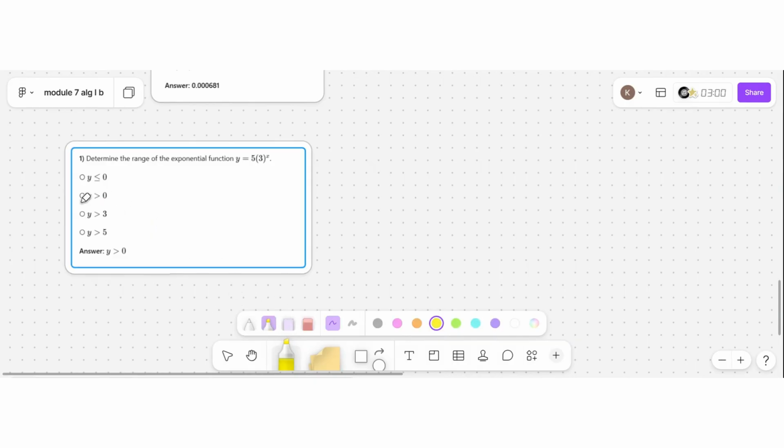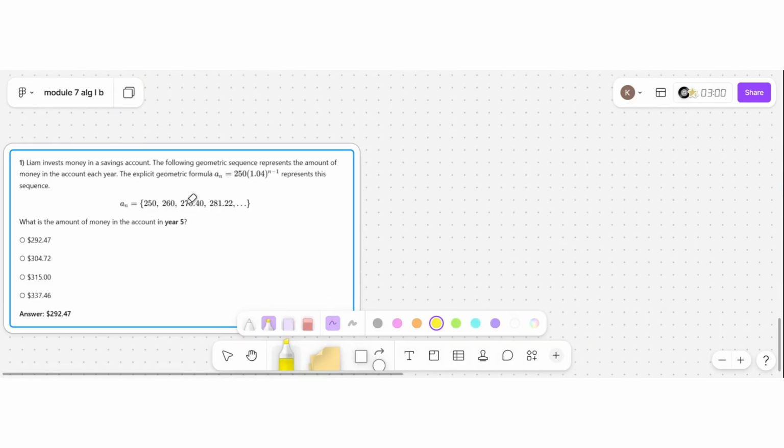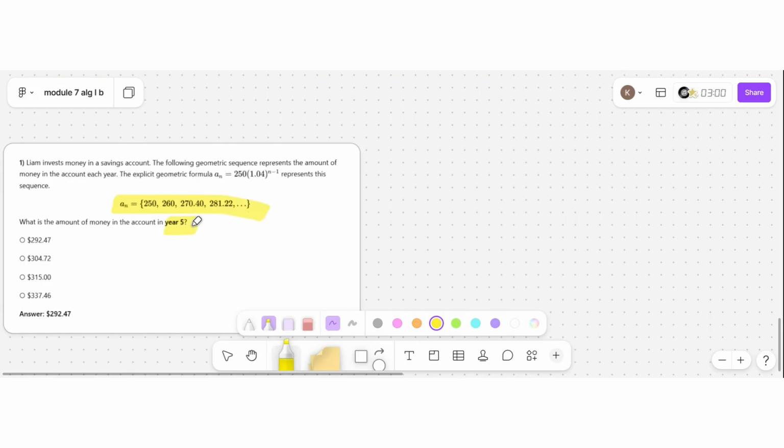All right, let's take a look at the next one. Liam invests money in a savings account. The following geometric sequence represents the amount of money in the account each year. The geometric formula is a sub n equals 250 times 1.04 to the n minus 1, and this represents it. What is the amount of money in year 5? So the big thing is it's asking us for year 5.